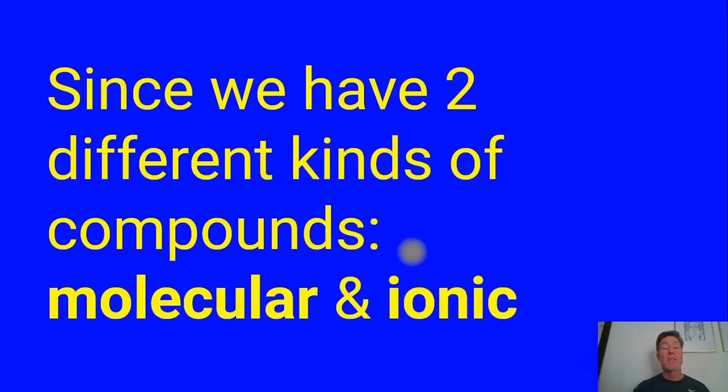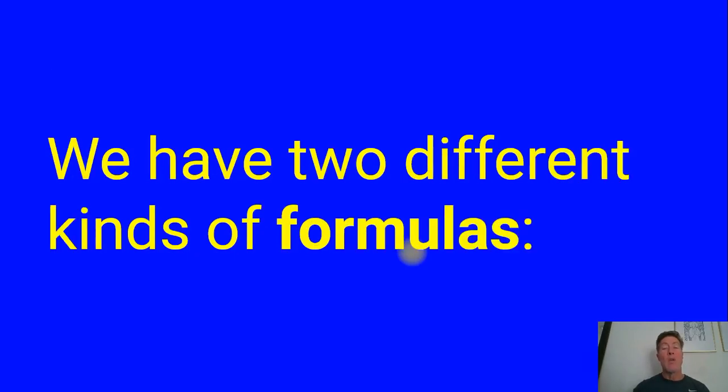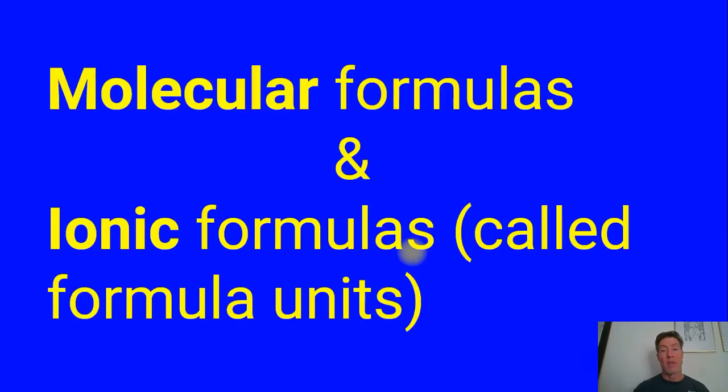So since we have two different kinds of compounds, molecular compounds and ionic compounds, we should expect to have two different kinds of formulas and also two different ways of naming those formulas. So molecular formulas are going to correspond to molecular compounds, and ionic formulas are going to correspond to ionic compounds. And these ionic formulas are usually called formula units.